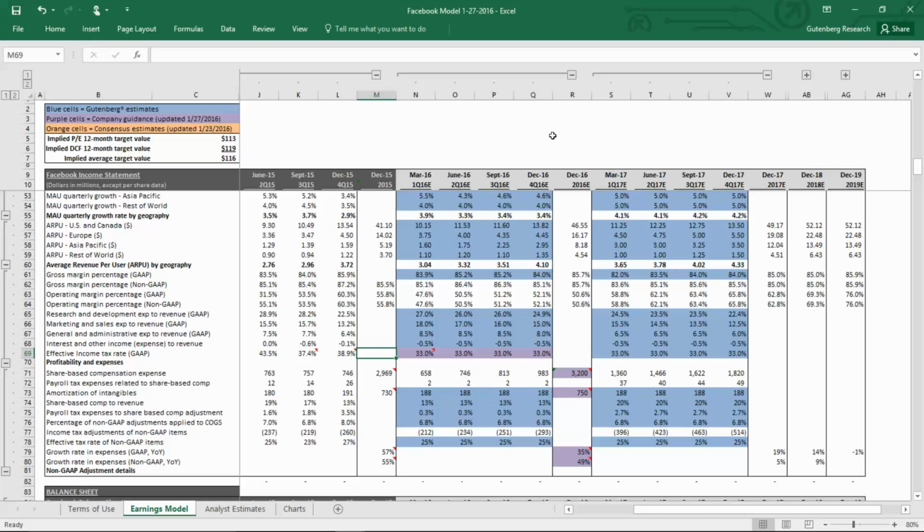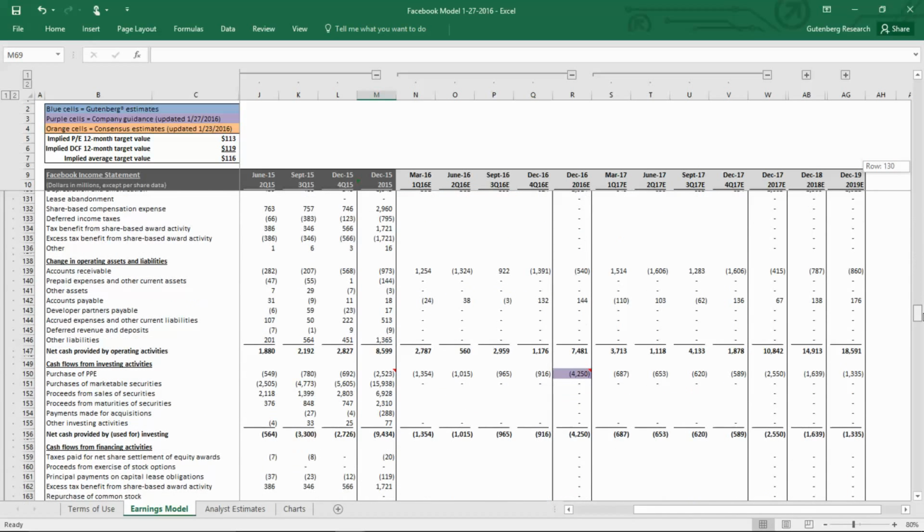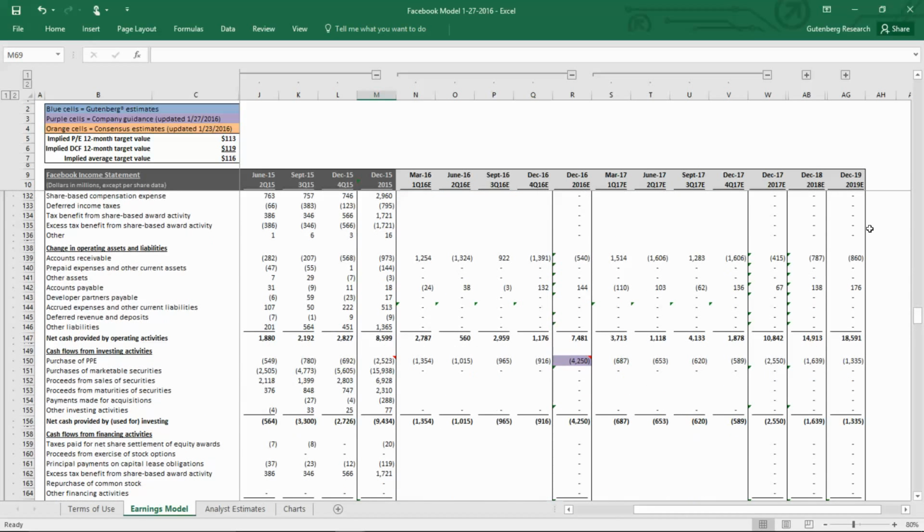And they also give us CapEx guidance. So they're expecting between $4 and $4.5 billion of CapEx for the full year. And they did mention that the majority of that was related to the new data center in Ireland, and then they're still working on the data center in Fort Worth. So for us, we made CapEx a little bit front-loaded in 2016, but we ended up with the midpoint of management's guided range there.